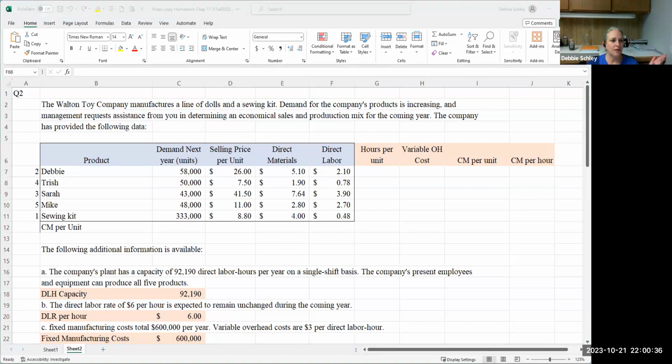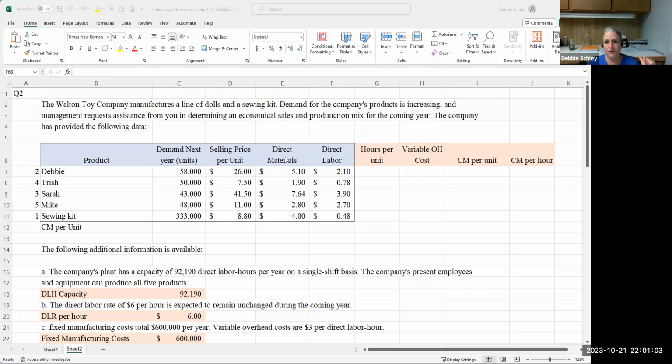And so you look at all these numbers. What in the world do I do? So first, let's see, what are the words of the product? So we're making 5 products, and they named them people's names. And here's our demand for next year's units. That's going to be important later.